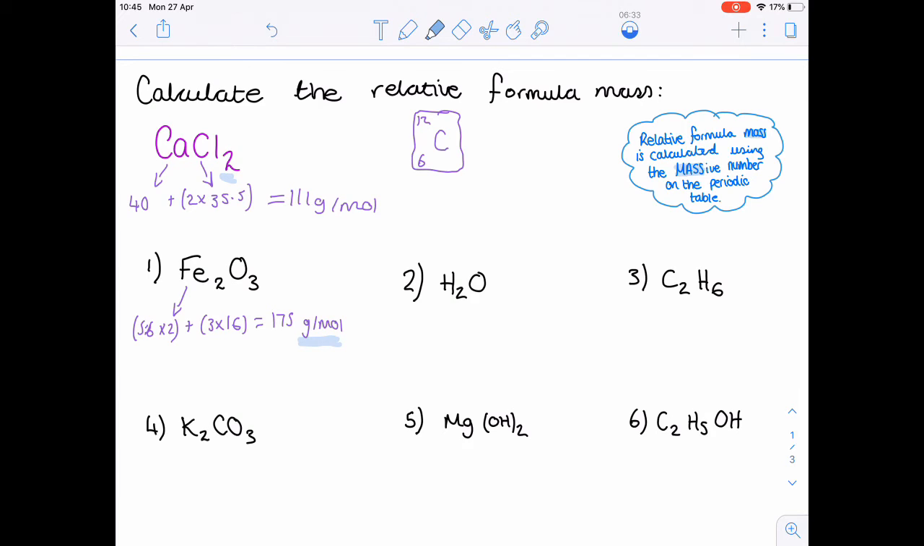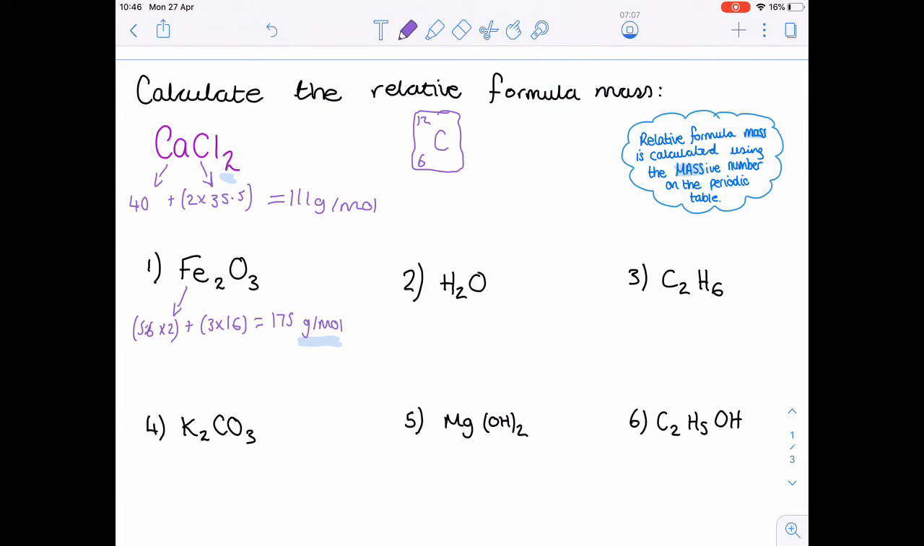So pause the video and have a go at them, and then we'll go through and mark each of these, working out relative formula mass. So key things to remember: you're using the massive number, so you're using the big number in the periodic table. You have to multiply it by the number of atoms there are. So here we've multiplied by 2 for the 56. Here we've multiplied by 3 for the 16, and then give it in units of grams per mole. So pause the video, have a go, and we'll mark them.